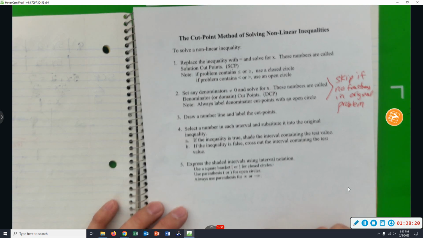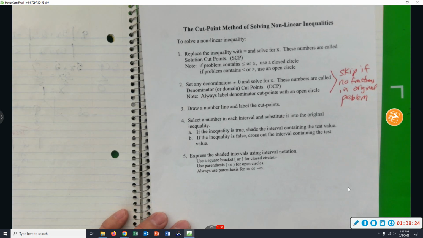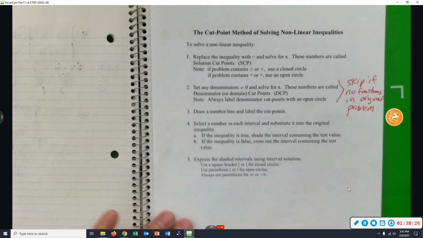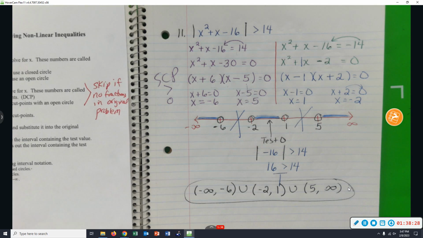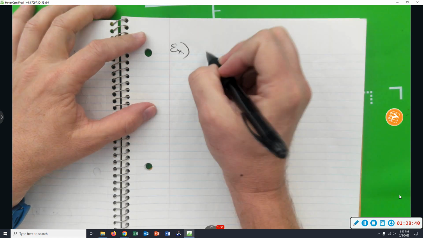Nothing beats this little cut point method for solving inequalities. Okay? So, I think it's time to let him go with that. Any questions? Listen, I can show y'all one that doesn't alternate, okay? I'm going to make up a real easy one that doesn't alternate, and you'll see what I mean by repeated factors.